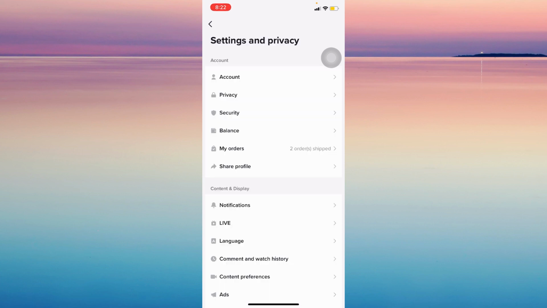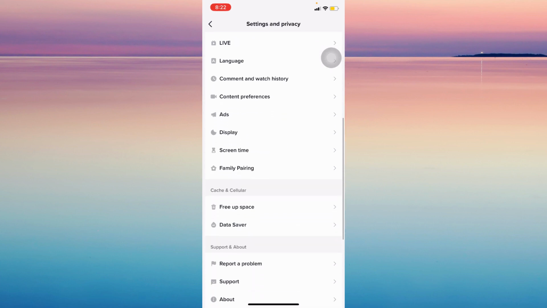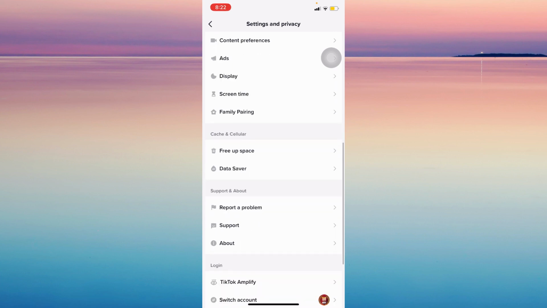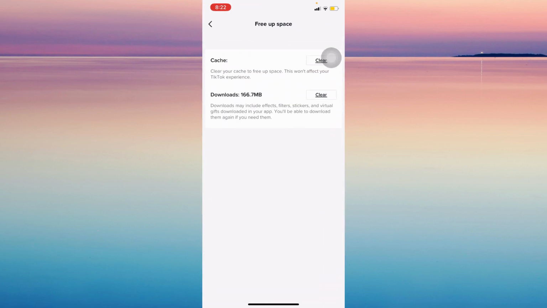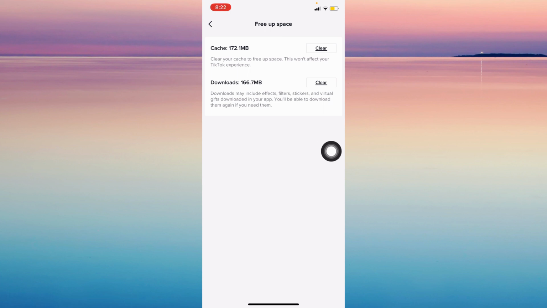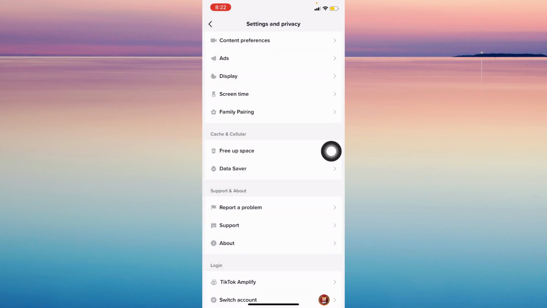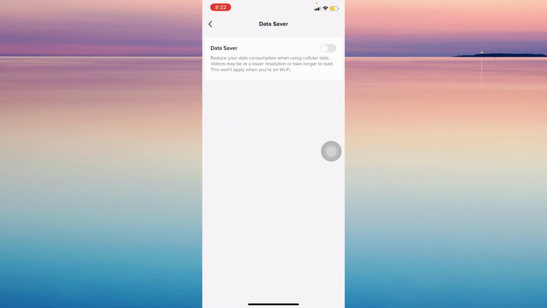This clears all the data that your TikTok has stored over the past few days or years that you've had TikTok. Just find free up space and clear your cache and downloads too. And also turn this on.